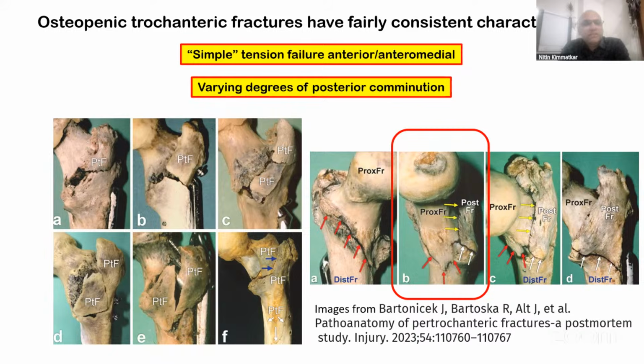It could be one part, it could be a banana fragment, it could be two or three parts, associated with a smaller lesser trochanteric part and lateral wall, or it could be a bigger posteromedial part, a long spiral oblique fracture and a lateral wall. So all these combinations can be there. So studying this posterior comminution by assessing with the CT scan is very important.